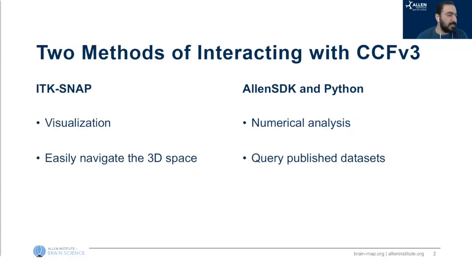Basically, I'm going to cover two methods of interacting with the CCF version 3, or the Common Coordinate Framework. One is through ITK-SNAP, which is a free open source application that lets you visualize image volumes. This is really beneficial for any kind of visualization. If you're trying to look through the data and get a sense for where there's signal, this is a very efficient and easy way to get a sense of the different features of the data from different orientations. So it's very easy to navigate the 3D space through ITK-SNAP.